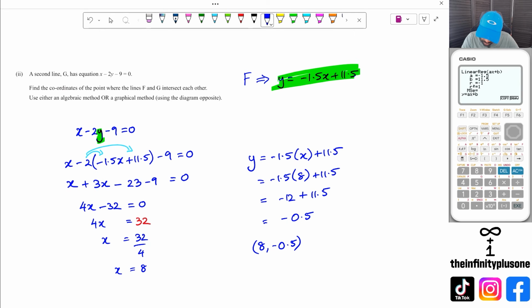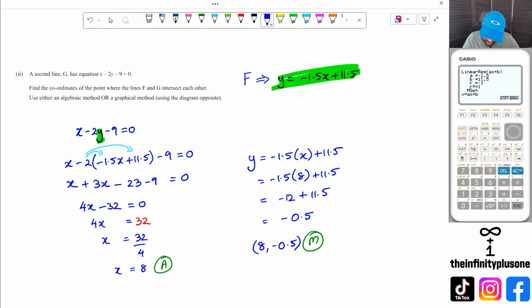Awesome. So grades wise, because I did this through the algebraic method, if you find x equals 8, I reckon that's going to be an achieved. And then identifying the point is going to be a merit. But yeah, you can actually do this by the graphs method. You could draw the line.